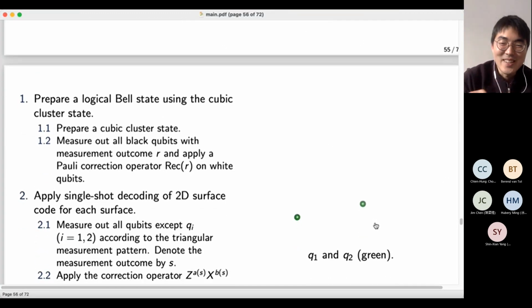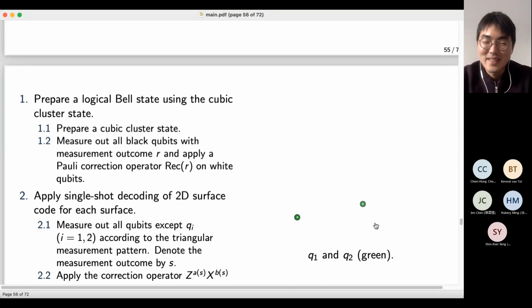Then you get this green 2-qubit Bell state. That's somewhat the intuitive idea of our protocol.